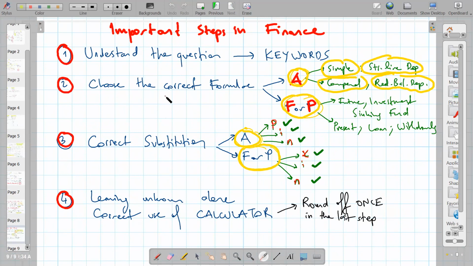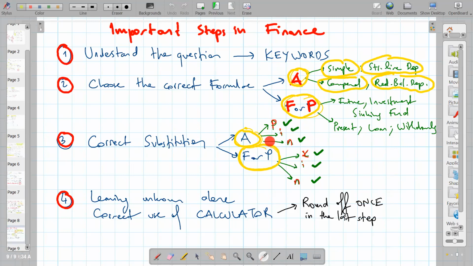And then what else? Choose the correct formula after you got the keywords. You understand what type of question you are facing now, and you need to choose the correct formula. There are 4 formulas for A: the simple, straight line, compound, reducing balance. And there are 2 more formulas, future and present. Then you choose one of them. We're still going to do future and present tomorrow. Then the next step, you must have the correct substitution. So correct substitution is what is A, what is P, what is I, what is N, what is missing, what they are asking.